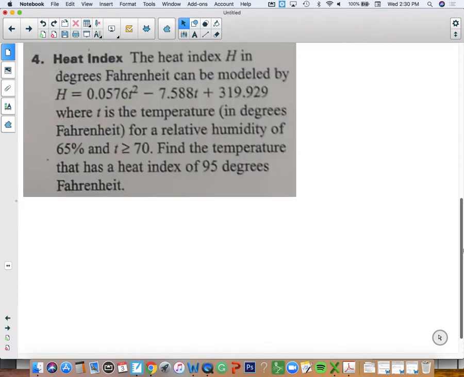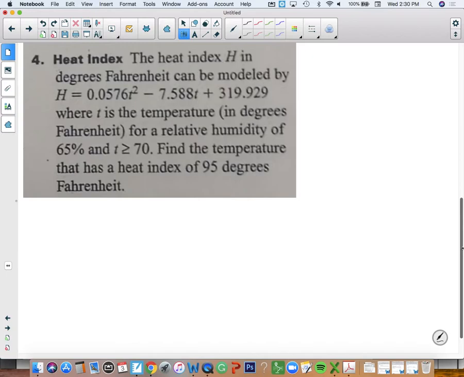All right, so we are trying to figure out a heat index here. So you guys know heat index is like how hot it feels according to the humidity and all that good stuff. The heat index H in degrees Fahrenheit can be modeled by H equals 0.0576 T squared minus 7.588 T plus 319.929. Lots of decimals. It's okay. We can do it. Where T is the temperature in degrees Fahrenheit for a relative humidity of 65% and T is greater than or equal to 70. Find the temperature that has a heat index of 95 degrees Fahrenheit.